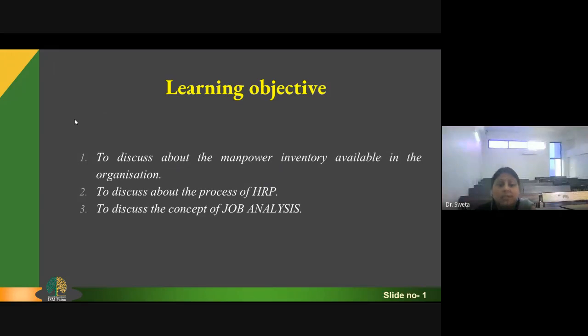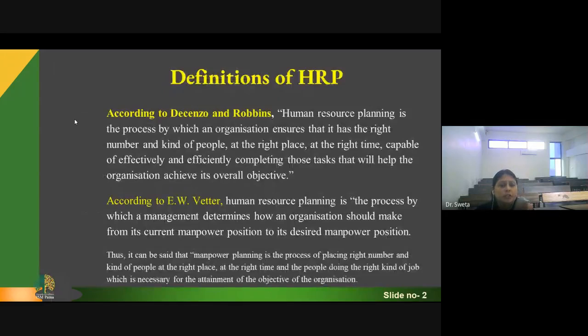Talking about the learning objectives, here we will be dealing with the manpower inventory that is available in the organization, how we need to deal with them, how we need to manage them, that we will be discussing. Also, we'll be discussing the whole process of human resource planning. And apart from that, we will also be discussing the concept of job analysis, that is very, very important while preparing the job descriptions and job specifications for the recruitment process.